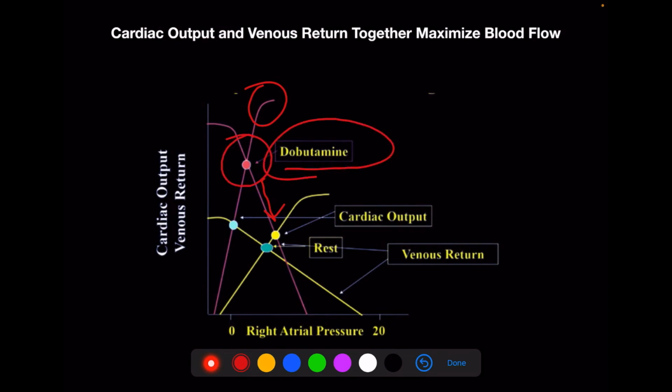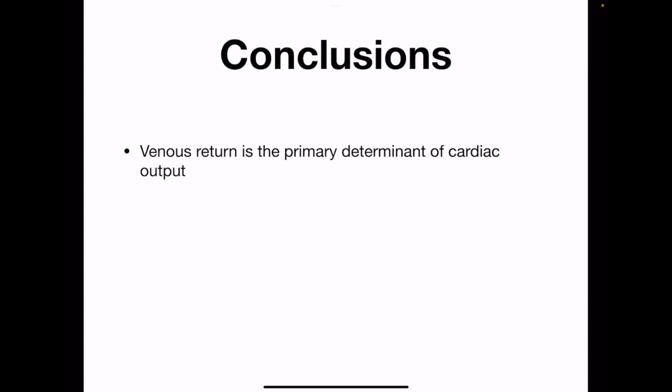So this has two functions. The first is improving the contractility. The second is reducing the vasomotor tone and decreasing the mean systemic filling pressure. Both result in a much higher cardiac output with dobutamine. So to conclude, venous return is the primary determinant of cardiac output in most patients, because the contractility function is not something which is changing minute to minute.